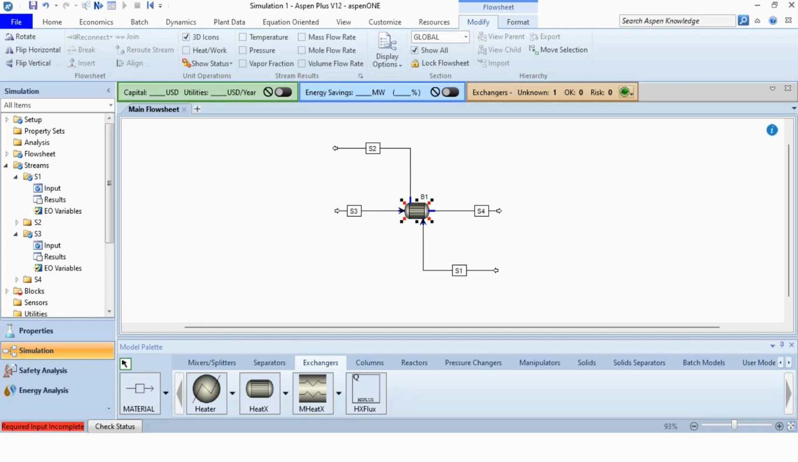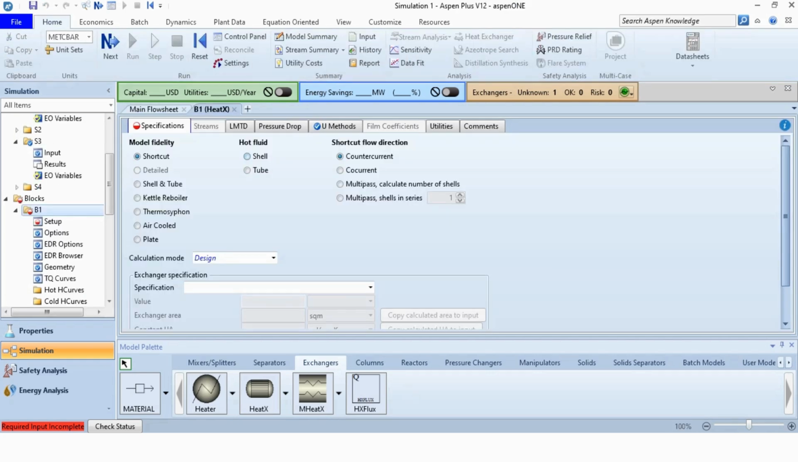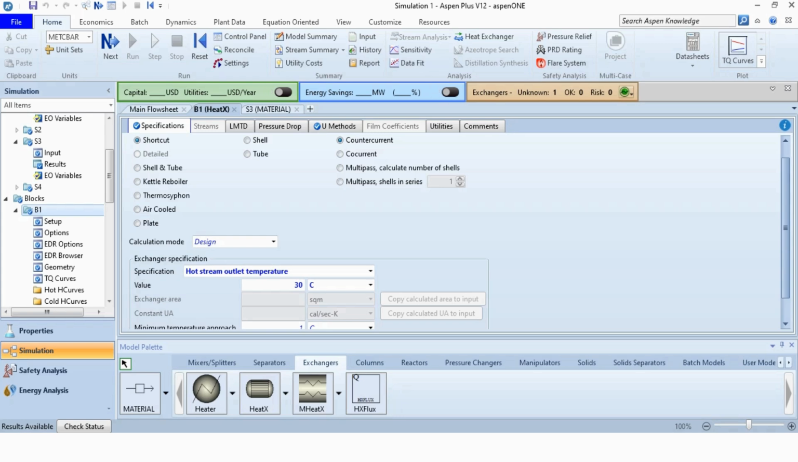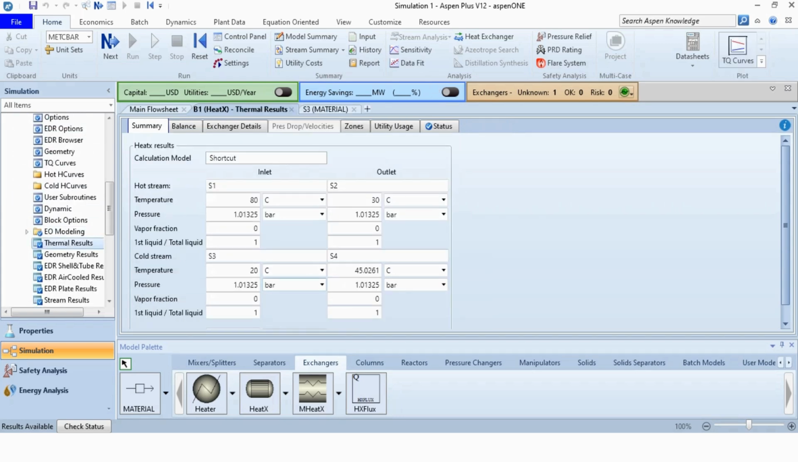We have specified both our hot and cold streams. Then going to the heat exchanger, shortcut, there is no specification of it. Then hot stream outlet temperature, that is 30 degrees centigrade. Then we will click on this run button because we have given all the specifications. So now we will go to the thermal results and you can see the outlet temperature is 45.0261. The inlet temperature of the cold side is 20 degrees centigrade, while that of the outlet temperature is 45.0261. The inlet temperature of the hot side is 80, outlet temperature is 30.